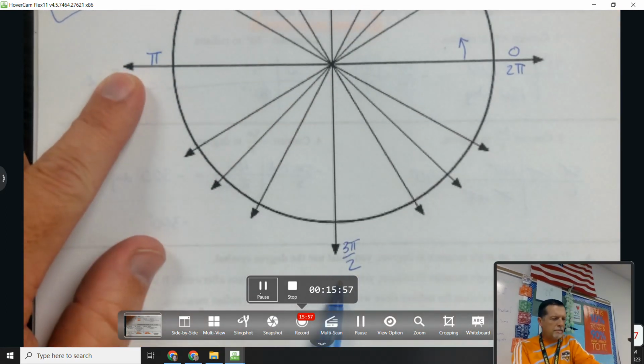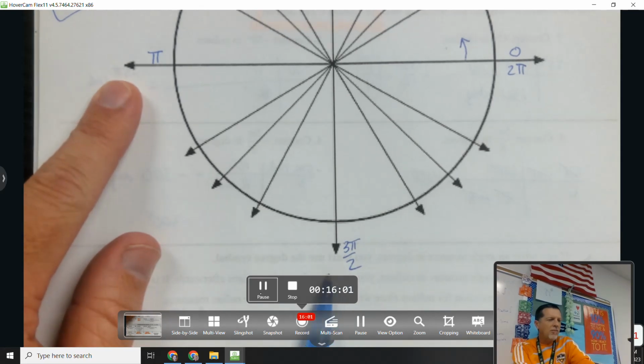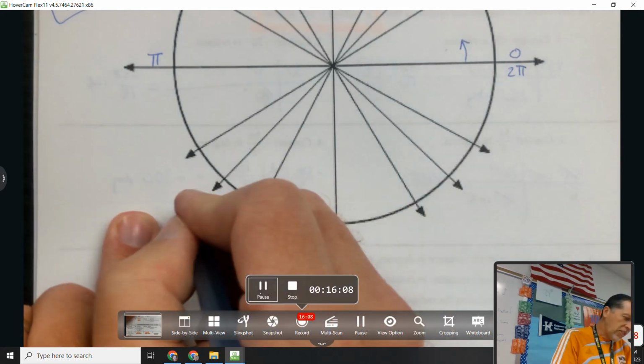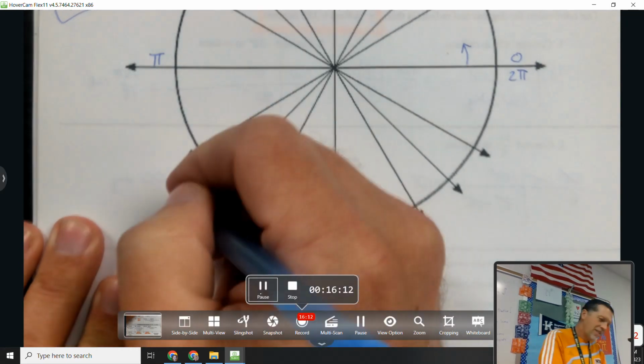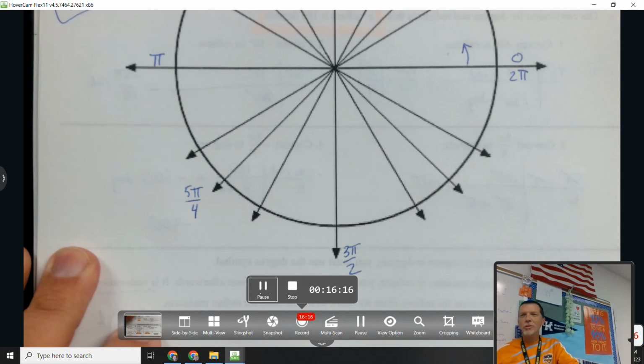Okay, a little bit trickier here. Halfway between 1 and 1.5. 3/4? It's a fourth, yes. How many fourths is it? Yeah, 1 and 1/4. 1 and 1/4 pi. But we go with 5 pi over 4. It is 1 and 1/4 pi, 1.25 pi, but we don't ever use those. We use the fractions.